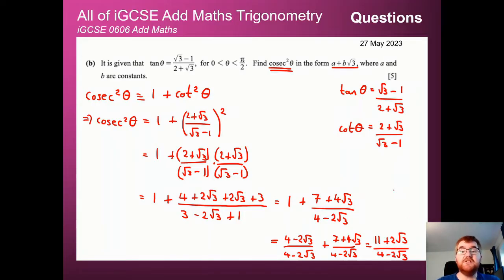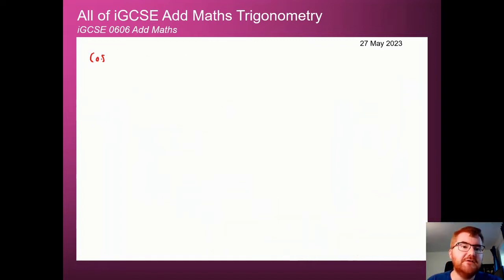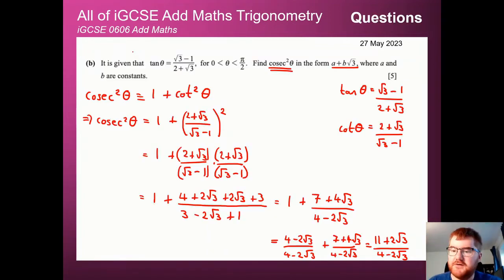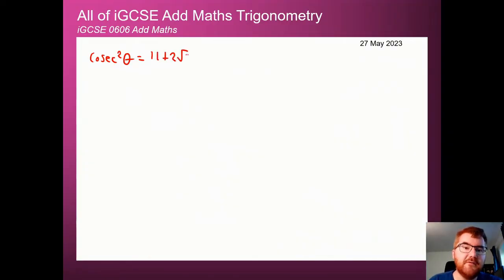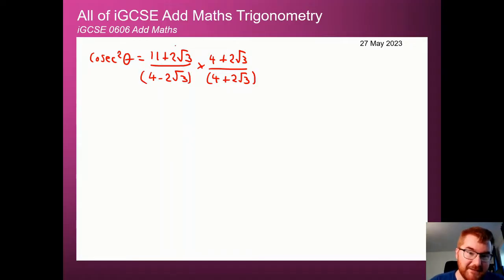Now at the moment this is not in the form that they want. They want it as just a plus b root 3, and the way that we do this is some rationalizing. So if I just write this on the new slide, we've got 11 plus 2 root 3 over 4 minus 2 root 3. All we're going to do here is, again, make sure we rationalize the denominator by multiplying by the conjugate. So we're going to multiply by 4 plus 2 root 3 and divide by 4 plus 2 root 3. Again, we've got another set of double brackets to work our way through. Let's just be patient and we will get there.